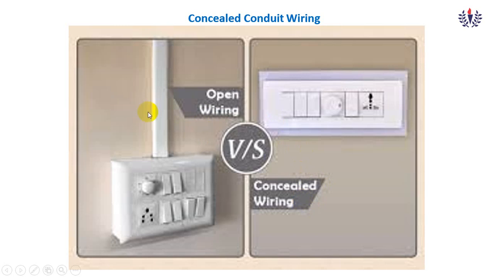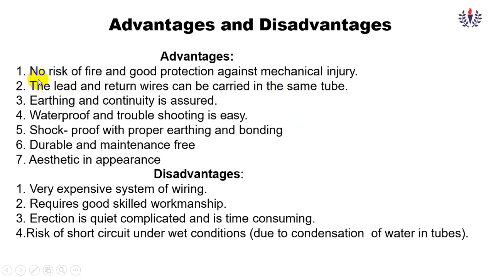So this is the difference between open wiring and concealed wiring. Here you can see from the switch box, the PVC pipe will be moving in the walls throughout. But here it is quite simple, no pipes are moving in it. So what is the advantage? No risk of fire and good protection against mechanical injury. The lead and return wires can be carried in the same tube, no problem. Earthing and continuity are assured. Waterproof and troubleshooting is very easy. Shockproof with proper earthing and bonding. Durable and maintenance free. It gives a very good appearance, but it is a very expensive system of wiring and requires skill.